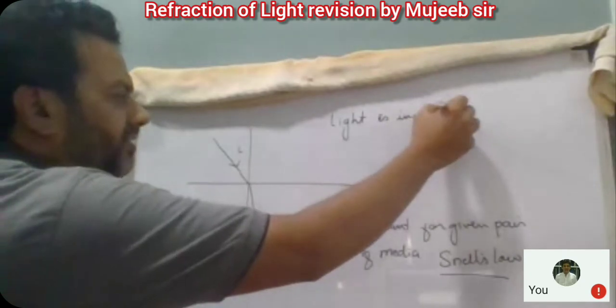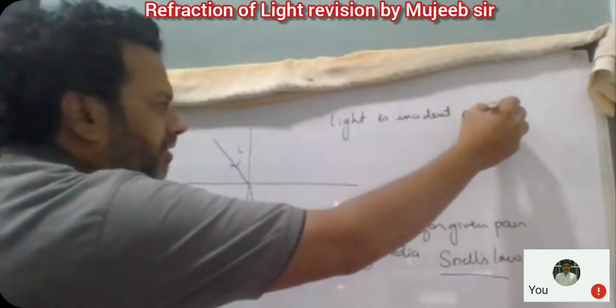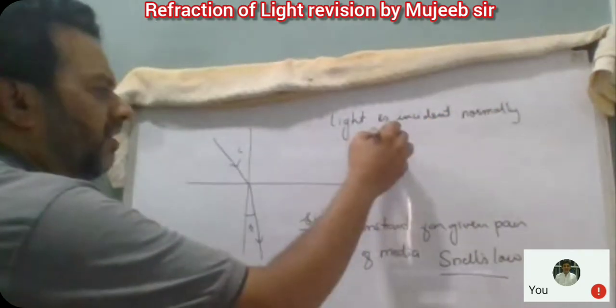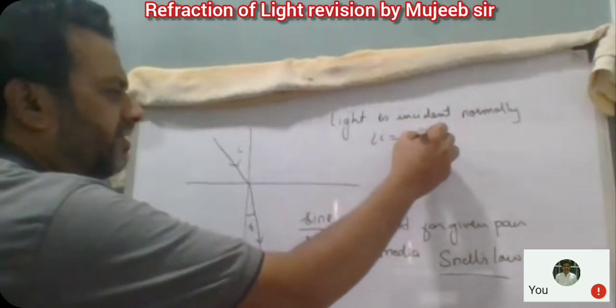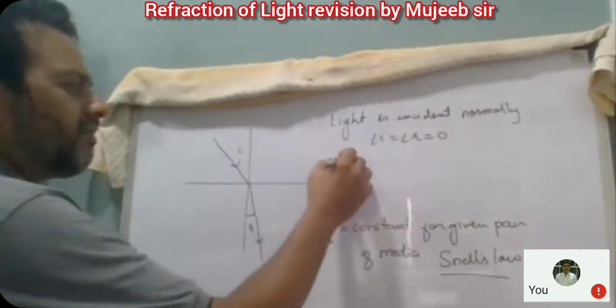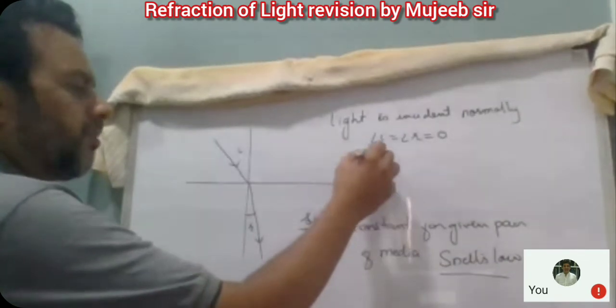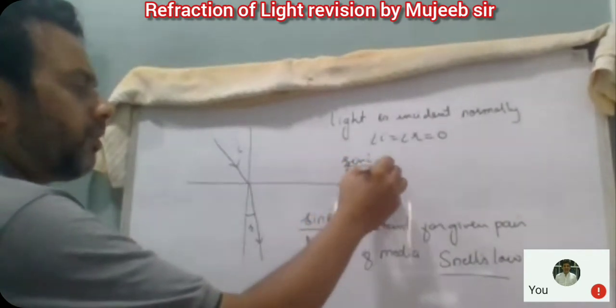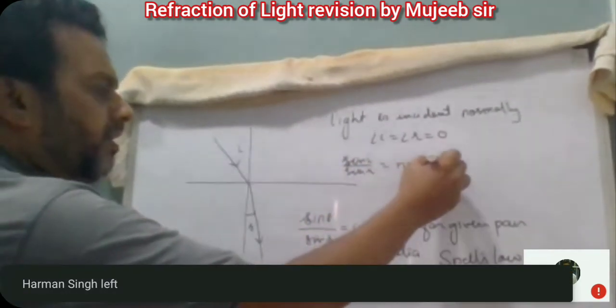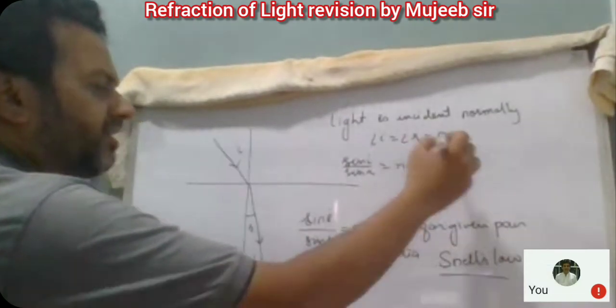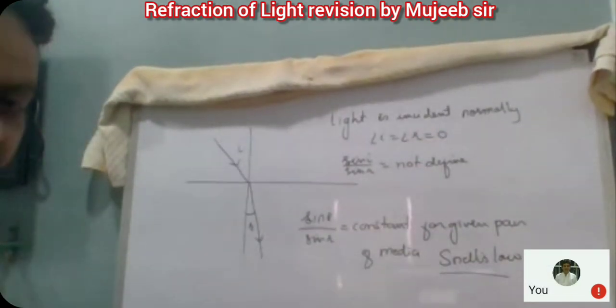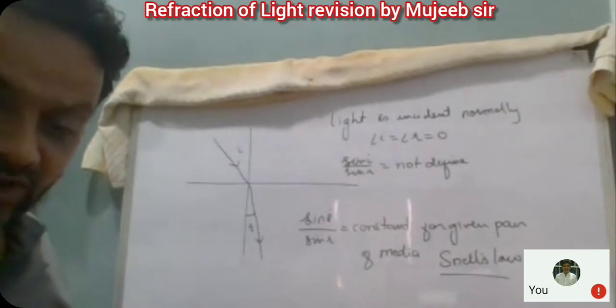Whenever the light is incident normally, the angle of incidence i is equal to angle of refraction r is equal to 0, and that is why sin i upon sin r will be not defined. In such a condition, Snell's law will fail. In this condition, Snell's law will fail.